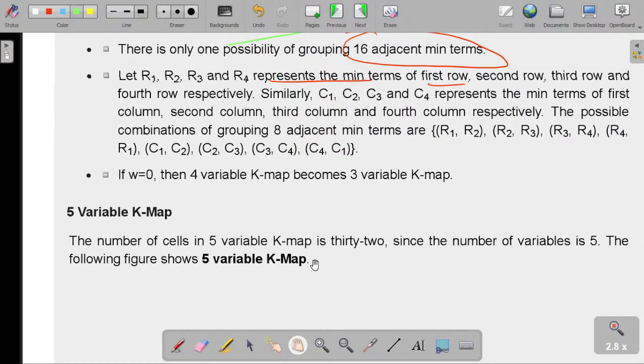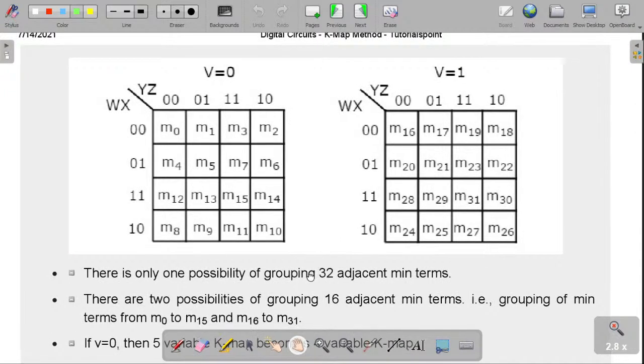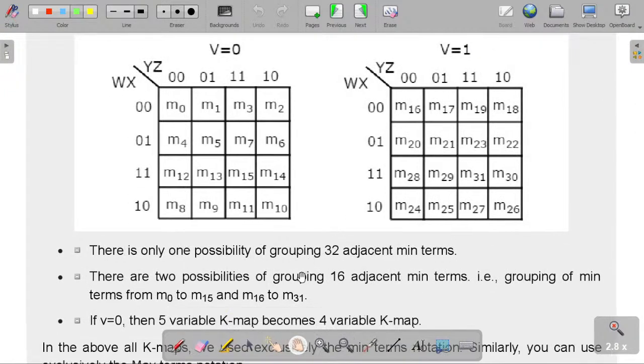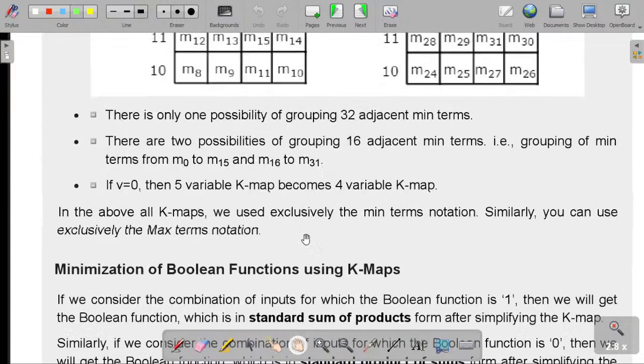For 5 variables, 2 raised to 5 is 32 cells. 32 cells for the 5 variable K map. So there is only one possibility of grouping the 32 adjacent minterms. Normally you won't get 5 variables in the examination.